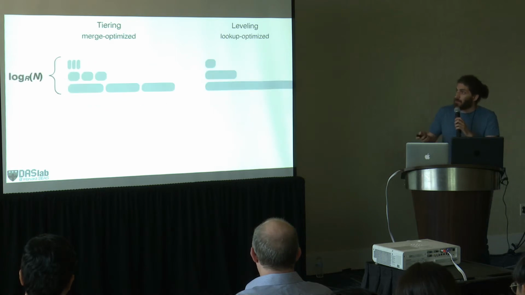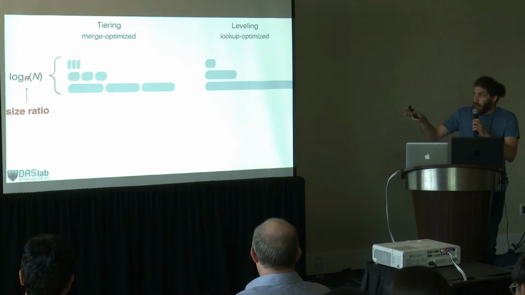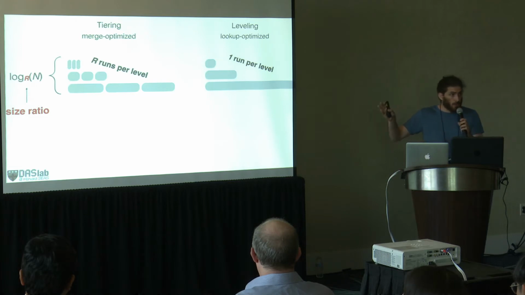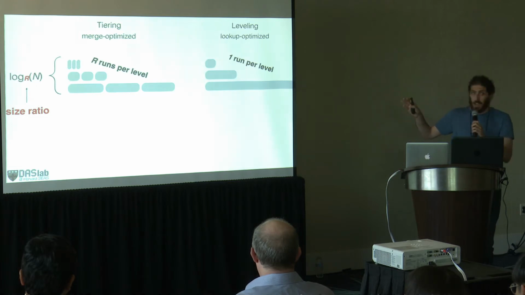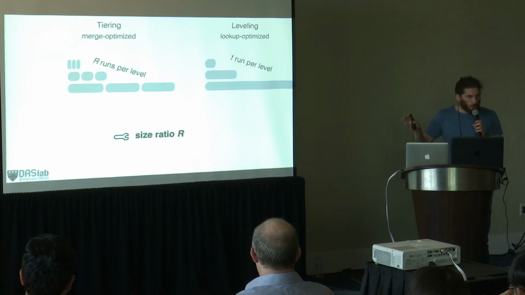So in general, the number of levels in LSM-Tree is log base R of N, where R is the size ratio between the capacities of the different levels. And so this means that with tiering, we have R runs per level, and with leveling, we have at most 1 run per level. And the size ratio is actually a really important tuning parameter.